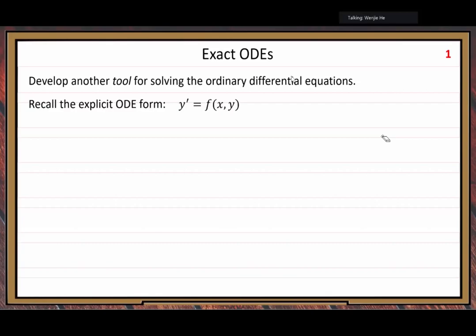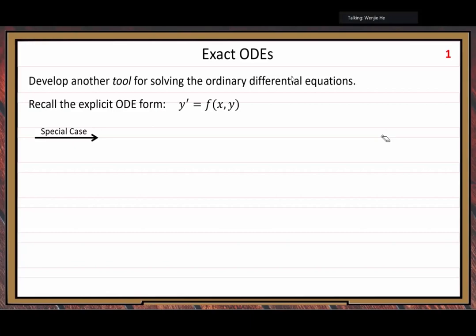So this is the very general form, but this is too general. We want to consider some special ODEs. Here, the special ODEs should have some special structure, because we need to use that structure to help us solve the ODEs.